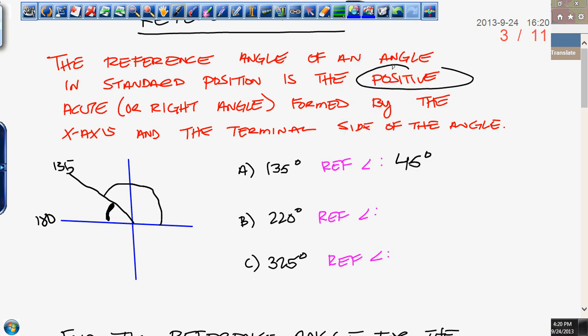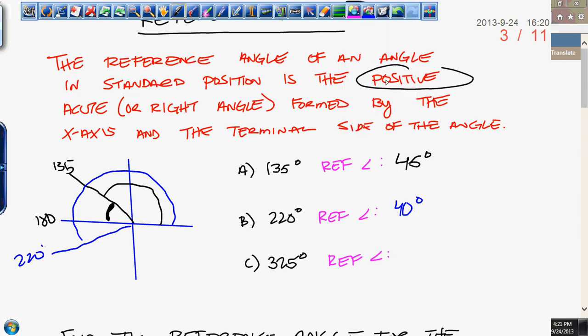All right. The next one is 220. So this is past 180 now. We're going past 180 all the way to 220, somewhere around there, right? Well, if I'm at 180 and this is 220, that means this must be 40 degrees.